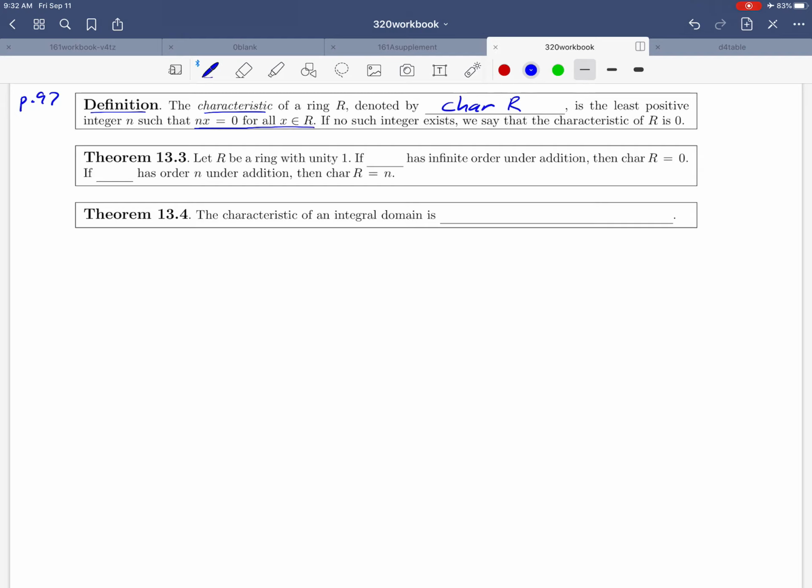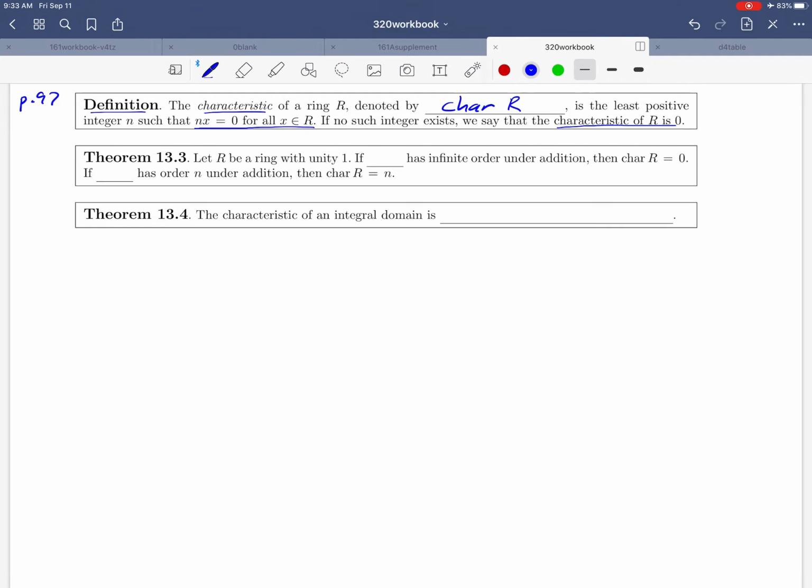The second sentence says, what if no such integer exists? What if it's not always possible to find a number that we can add the terms together that many times and get 0? Well, in that case, we're going to call the characteristic of the ring 0. Now the best way to understand this definition is to look at a few examples.